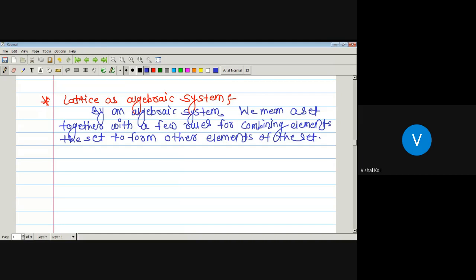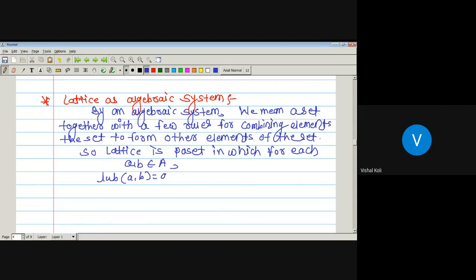Now we know that lattice is a partially ordered set, that is, it is a poset in which for each A, B belonging to the set, the least upper bound of the two elements A, B is nothing but the join of A and B, and the greatest lower bound of A, B is nothing but the meet of A and B. So it is a set equipped with two operations, join and meet, and they exist in the set.